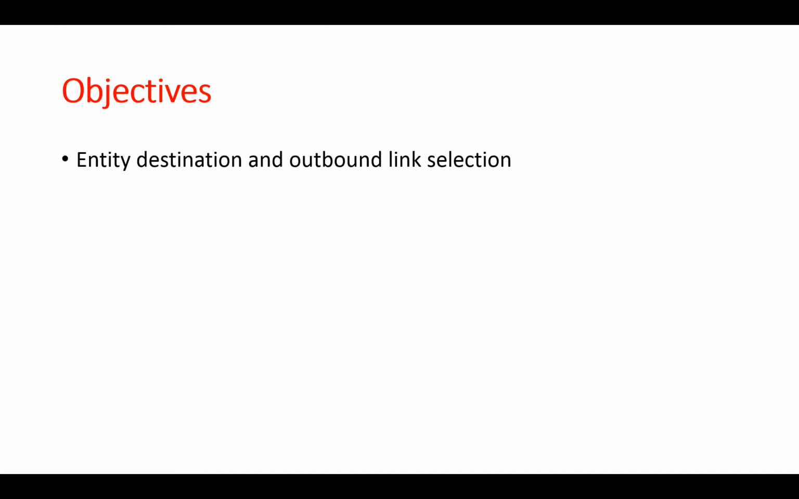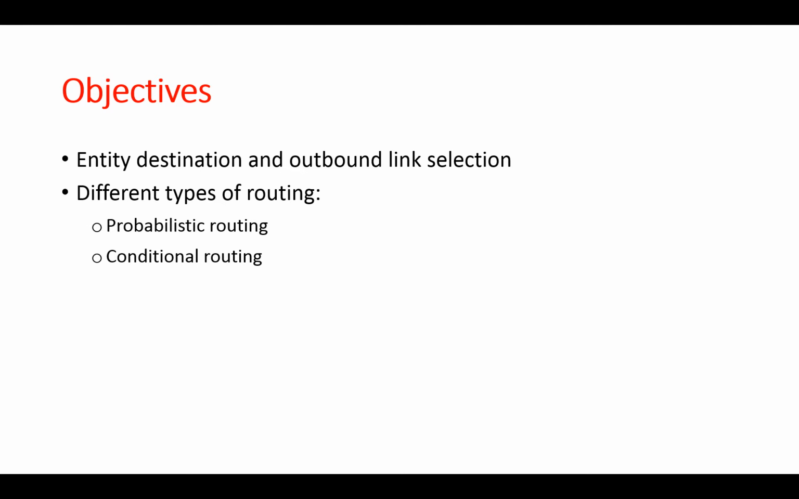As for the objectives for the module, we're first going to talk about the basic concepts related to entity routing, namely entity destination and outbound link selection. Once we're familiar with these fundamental concepts, then we can go ahead and learn the different types of routing and how we can implement them in Simio. So specifically, we're going to talk about probabilistic routing.